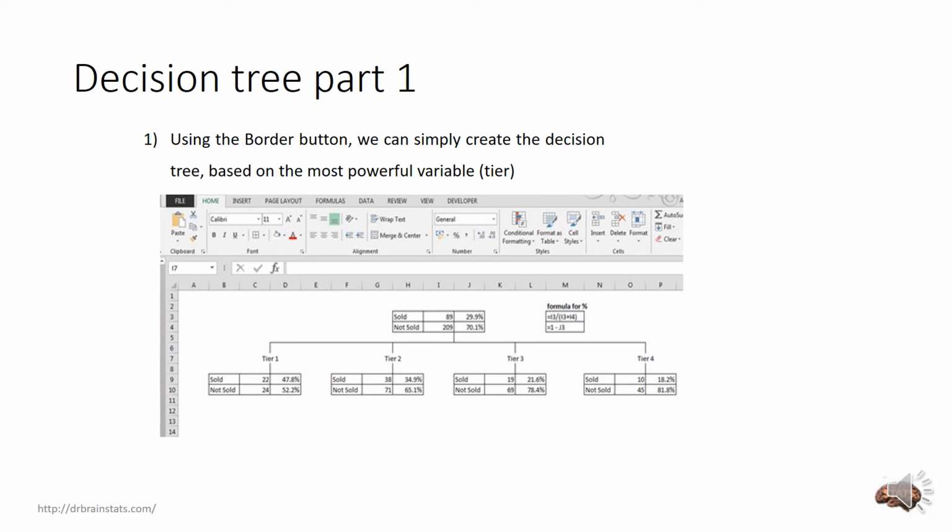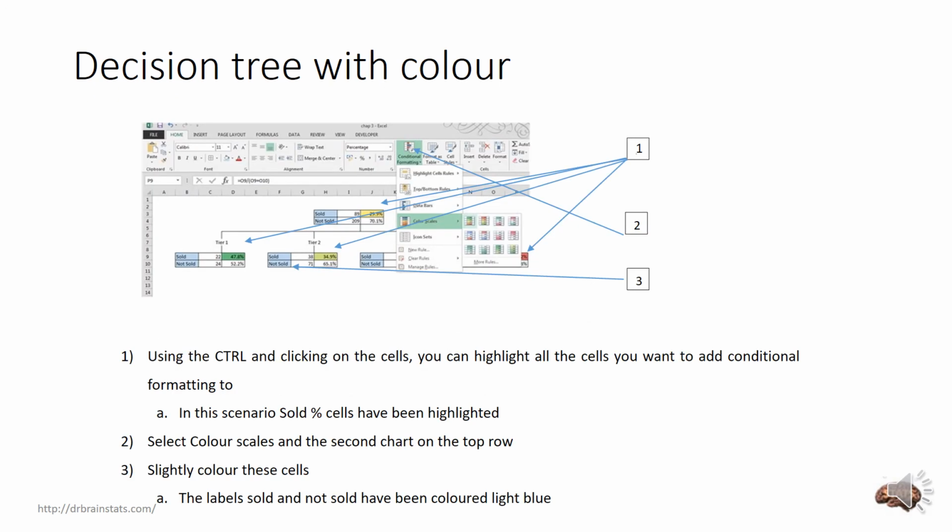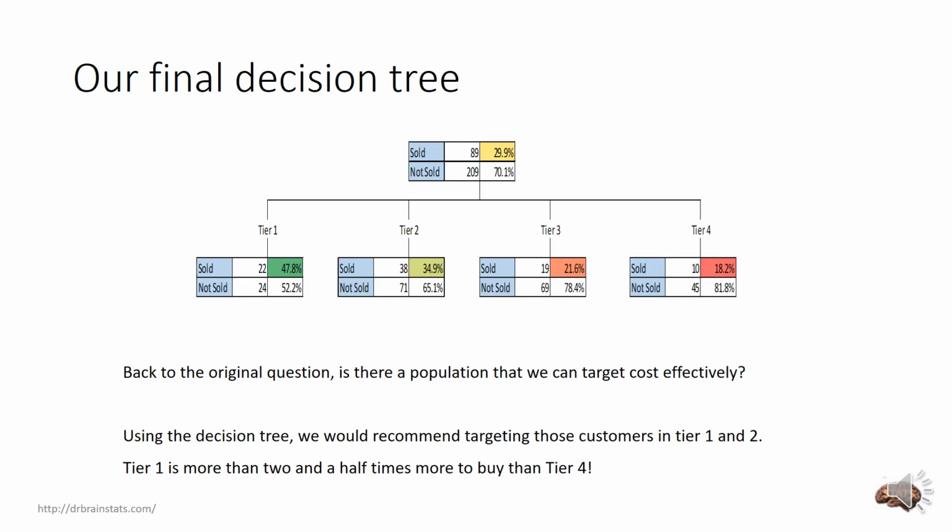And finally, we can start to create our decision tree. Using the border button, we can simply create the decision tree based on the most powerful variable. In our case, that was tier. And we can see all the key information written down. Now, if some people prefer decision trees with colour, to do this, we can use conditional formatting, as shown here. And now we have our final decision tree.